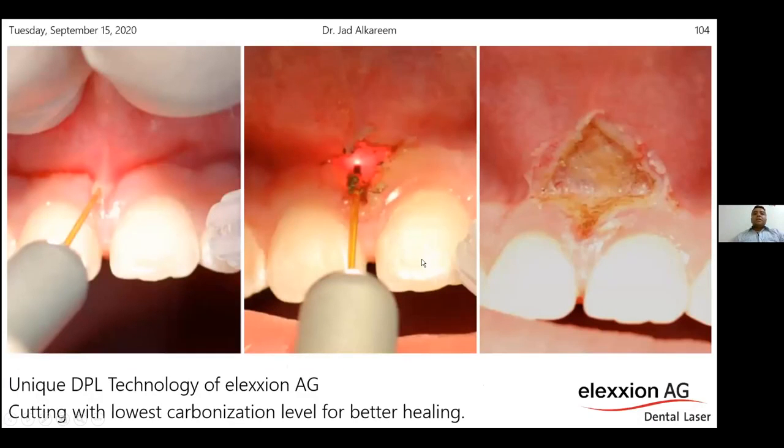This is an example of using DPL technology. You can see this is during the cut. There is no carbonization at all, because we have the ability to produce high energy of the laser through the DPL technology. We deliver a high amount of energy in very, very short pulses. We have a pulse duration of up to 2.5 microseconds, which is very, very short, and in these pulses we also have enough time for the tissue to cool down.